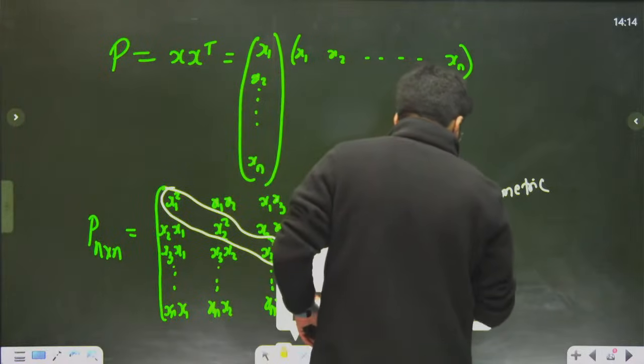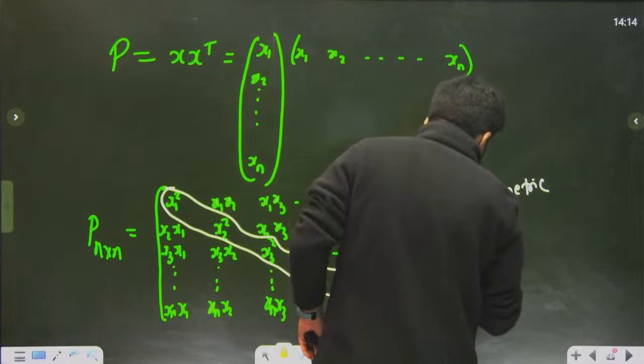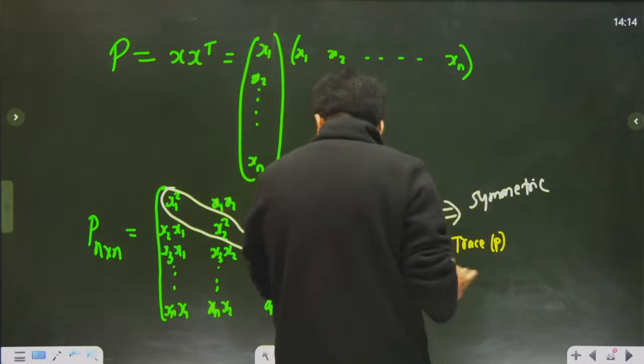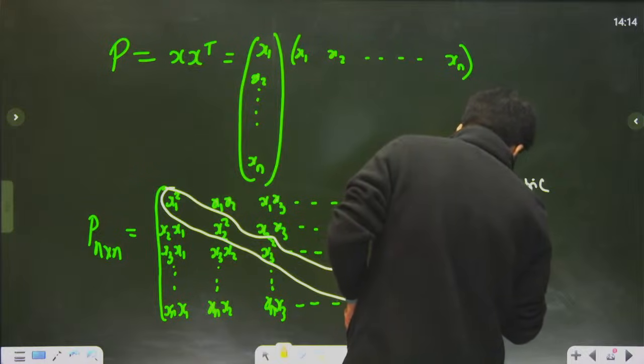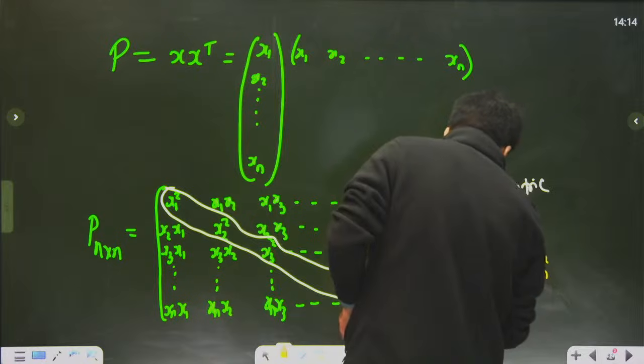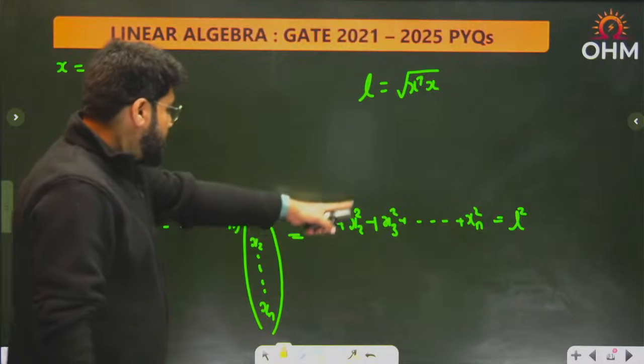Now come to the main question. The question was the trace of the matrix P. The trace of the matrix P is the sum of the diagonal entries. The sum of the diagonal entries is nothing but x1 square plus x2 square, up to xn square, and that will be nothing but length square, because this is what I have written as L square.